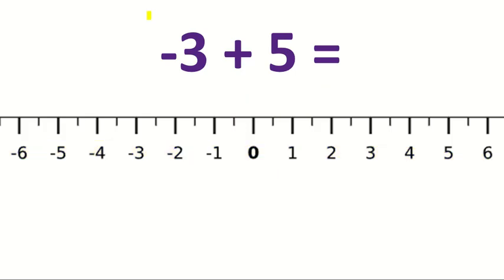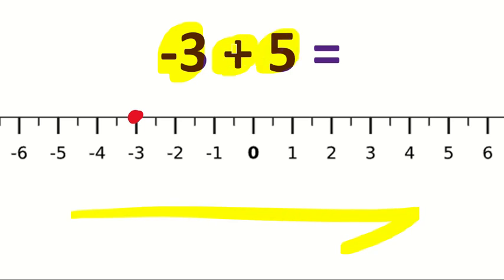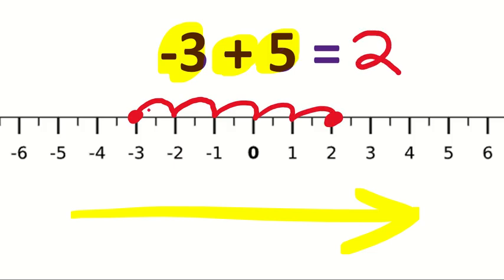First step, I like to go ahead and put a dot above the number to the left. In this case, the number to the left is -3. And then I look at the sign. It says plus. I'm adding 5, which means I need to go to the right 5 spaces. So we're going to go to the right 1, 2, 3, 4, 5 whole spaces, and we end up at 2. Thus, we can see that -3 plus 5 is 2.